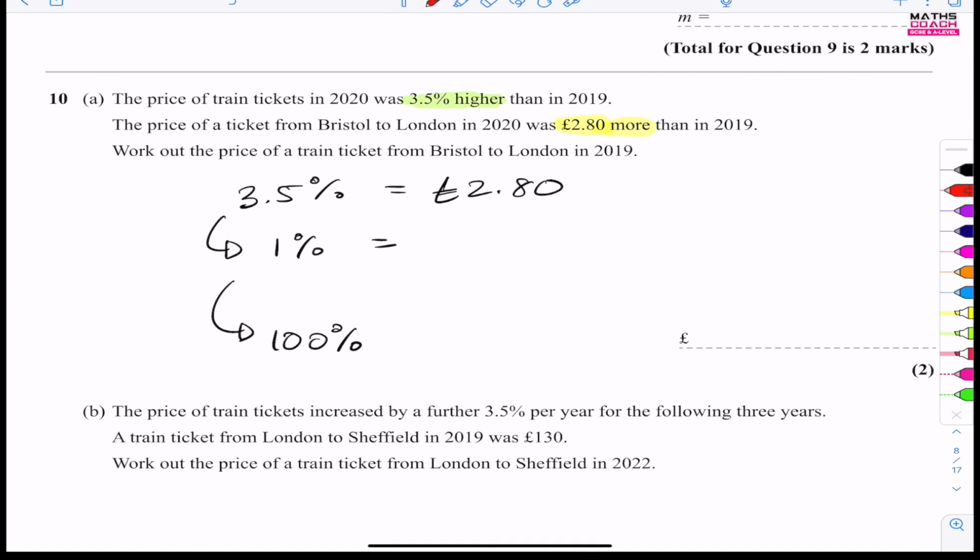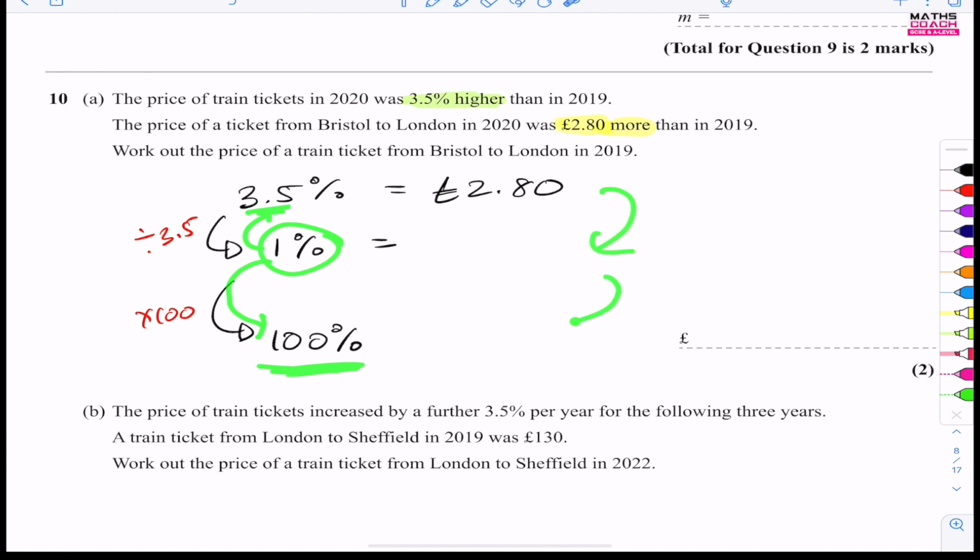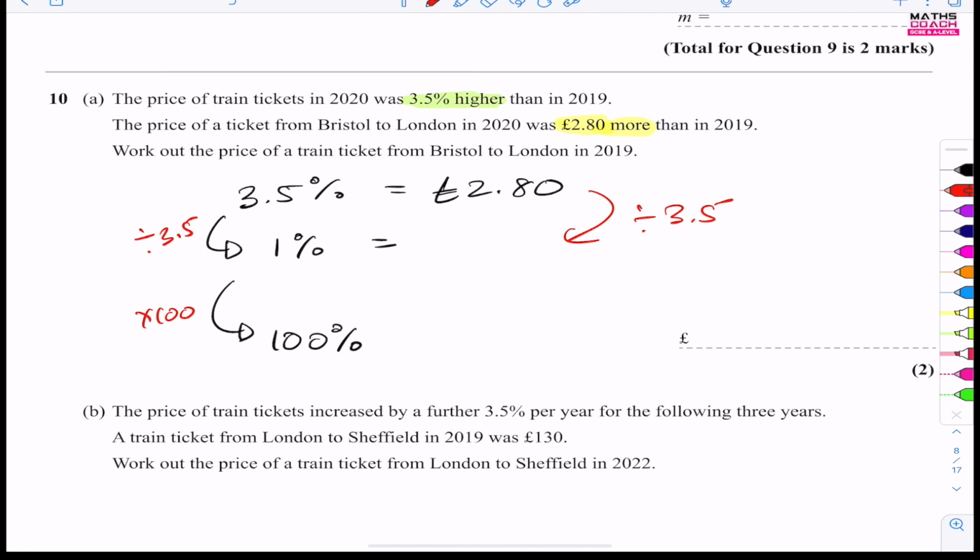So to find out what 1% is, we divide by 3.5 and then we times by 100. Okay, so look, 3.5 divided by 3.5 gives us 1, and then we times that by 100 to get the 100%, which is the original amount. And we'll do that on the other side as well. So that's going to be divide by 3.5, and then we're going to times this by 100.